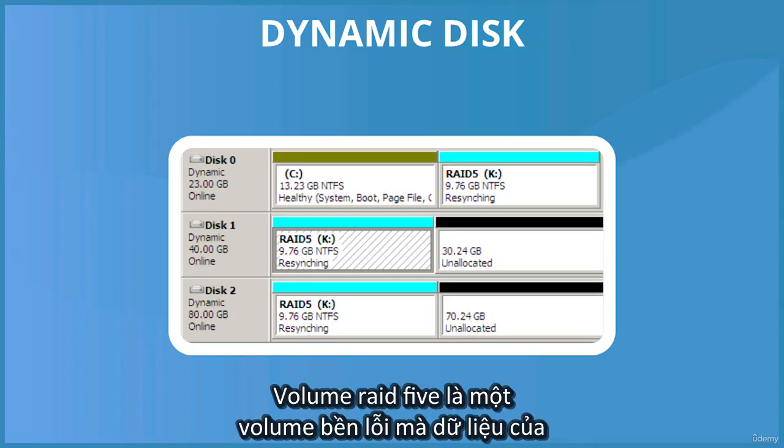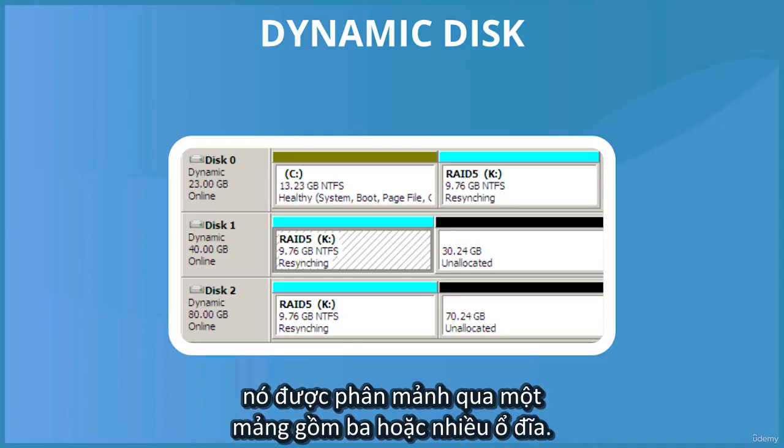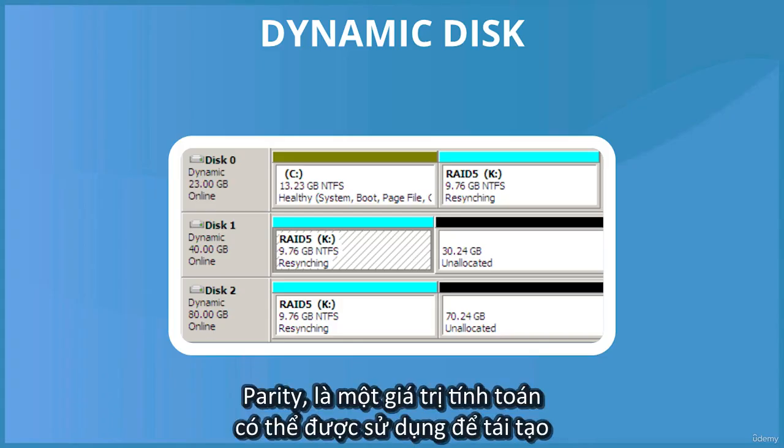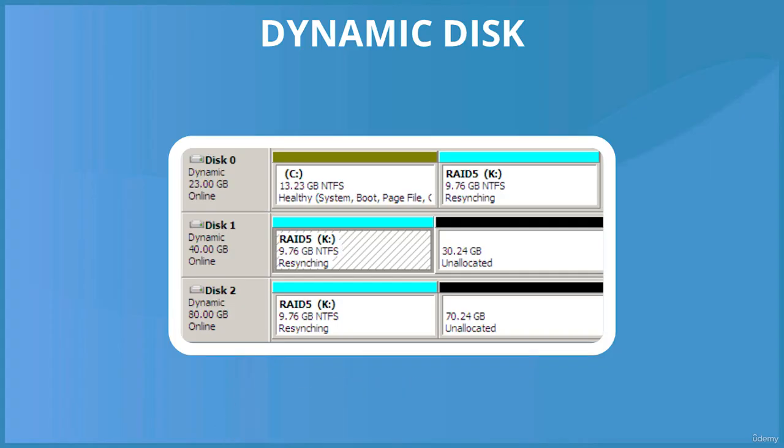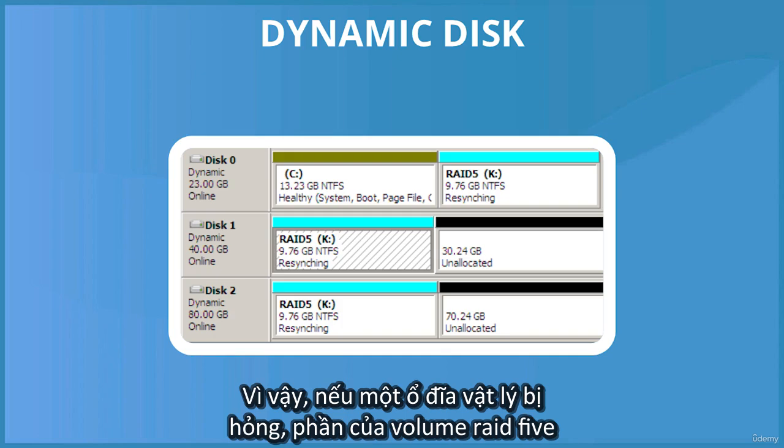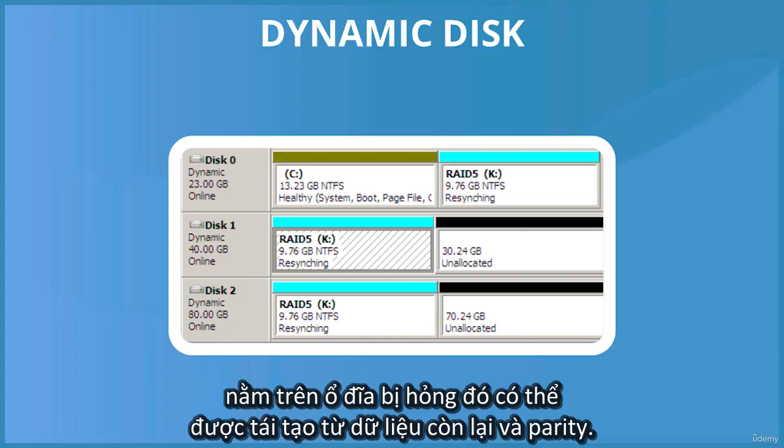A RAID 5 volume is a fault-tolerant volume whose data is striped across an array of 3 or more disks. Parity, which is a calculated value that can be used to reconstruct data after a failure, is also striped across the disk array. So if a physical disk fails, the portion of the RAID 5 volume that was on that failed disk can be recreated from the remaining data and the parity.